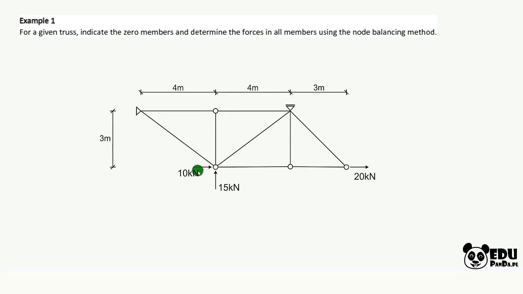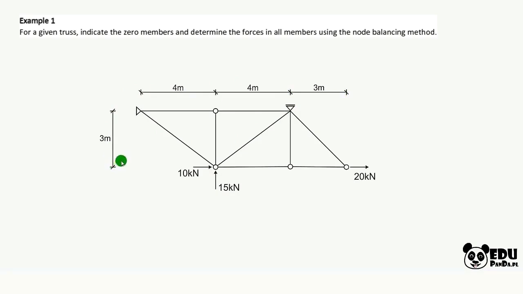We have a horizontal force of 10 kN applied here, 20 kN, and a vertical force of 15 kN. We have a hinged support that does not move, and a sliding hinged support. So we already know that in the fixed hinged support, there are two reactions. In the sliding hinged support, there is one, perpendicular to the direction of the slide. We have dimensions of 4 by 4 by 3 and 3 vertically. So let's get to calculating.